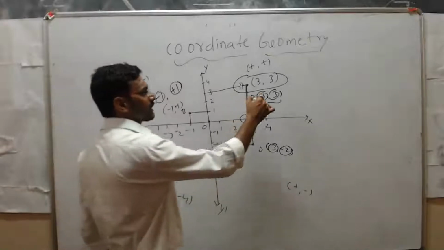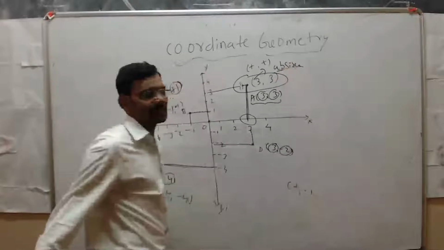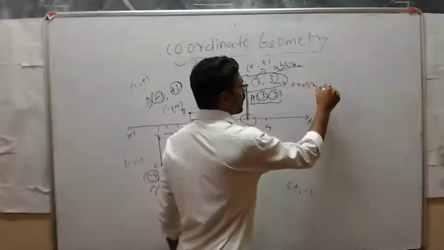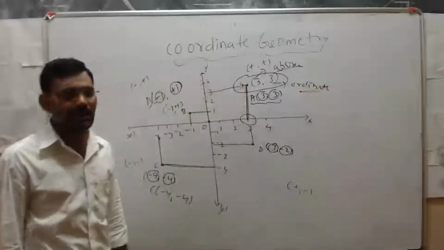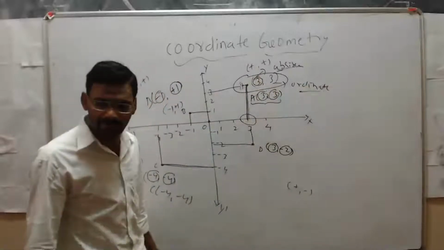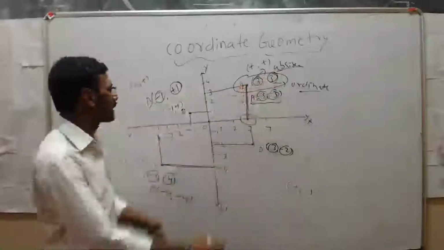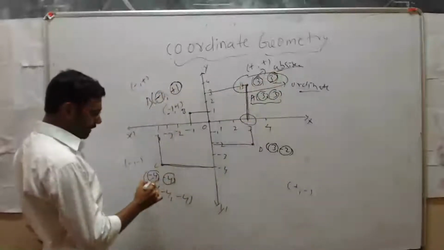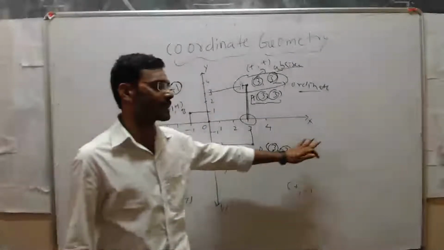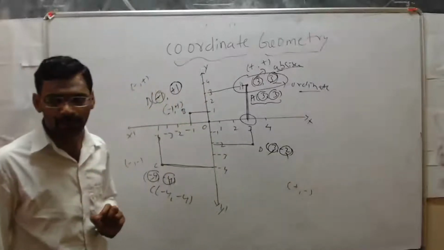The first position, the x-axis value, is called the abscissa. The y-axis value is called the ordinate. Abscissa and ordinate. The x-axis value is the abscissa, and the y-axis value is the ordinate.